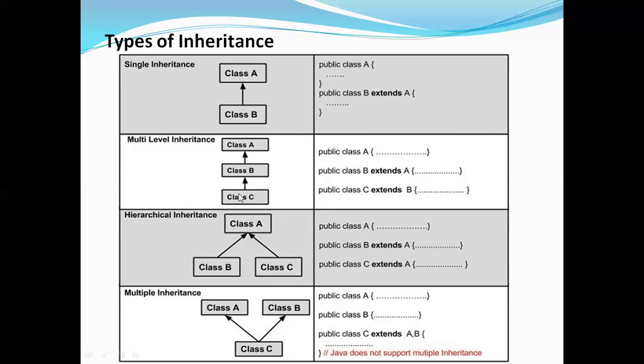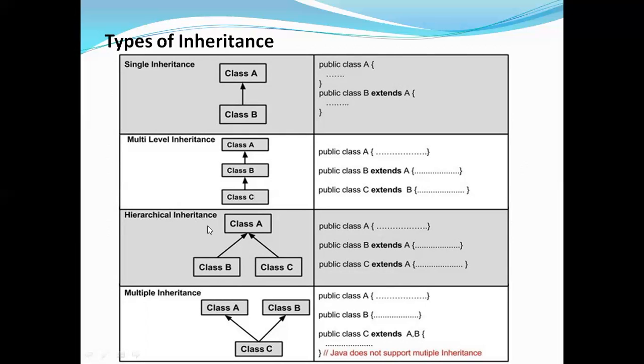Now let's see the second one, that is multi-level inheritance. If we observe the diagram here, class C is extending, that is inheriting the properties of B, and B is inheriting the properties of A. That is, multiple levels are there. That is why it is called multi-level inheritance. Here, C is not inheriting the properties of A directly. C is just inheriting the properties of B, whereas B is inheriting the properties of A. Now let's go to the syntax. Class A is a superclass and class B is extending class A only, and class C is extending B. So this is multi-level inheritance.